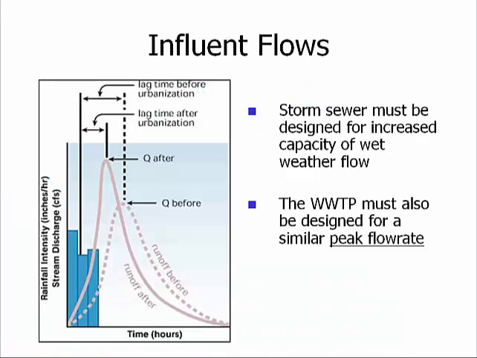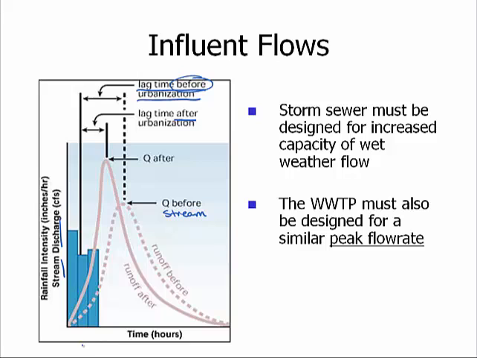Now, if you've taken hydrology, you're probably familiar with this hydrograph. On the x-axis, you have time in hours, and on the y-axis, you have both rainfall intensity and stream discharge. The dotted lines and the solid line here are showing stream discharge. And the first curve is showing you before urbanization, so stream discharge before. And you'll see here that the intensity of the stream discharge is lower and curves off longer than after urbanization.